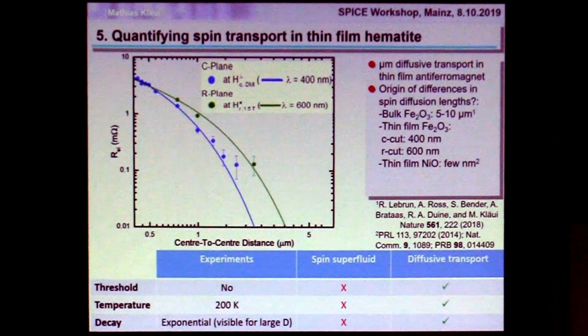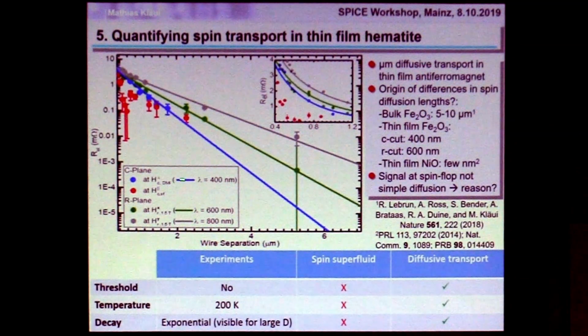And then if we go to the spin flip transition, we actually see something that cannot be described by diffusive transport at all. So what's happening here? It's definitely nothing like spin superfluidity, because it actually decays much faster than the diffusion that you usually expect. So the question is, what sets this length scale? It's all hematite. In hematite, we can get length scales from 10 microns to 50 nanometers.